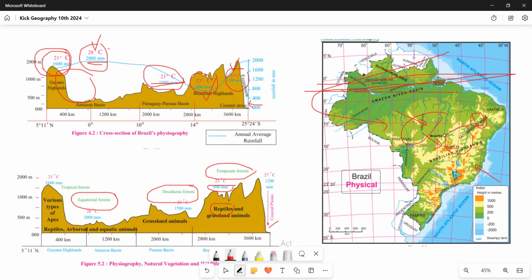This was just a small glimpse of how we do it, but we do it in a more systematic way so that we are able to understand each and every part of our textbook.